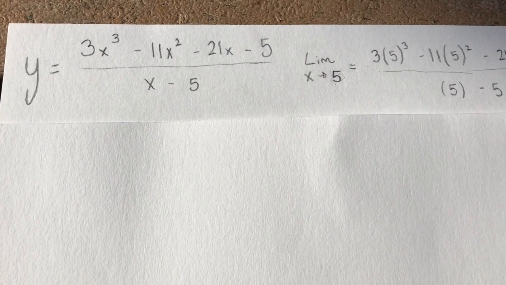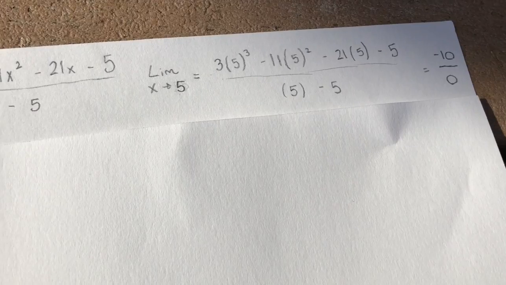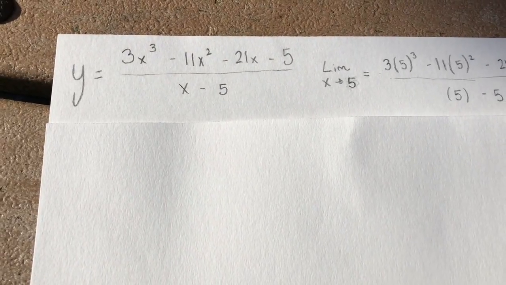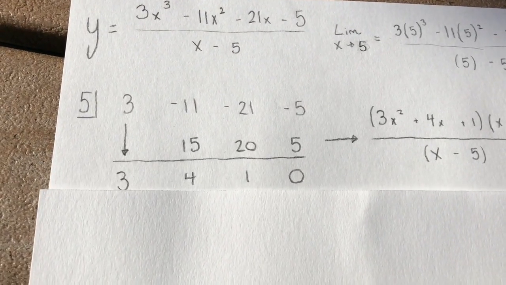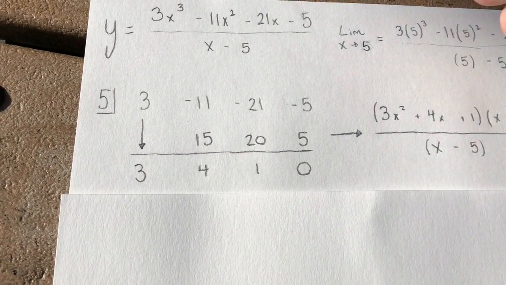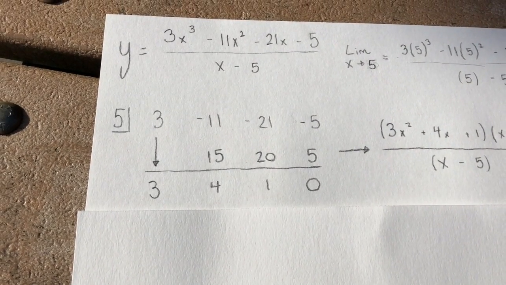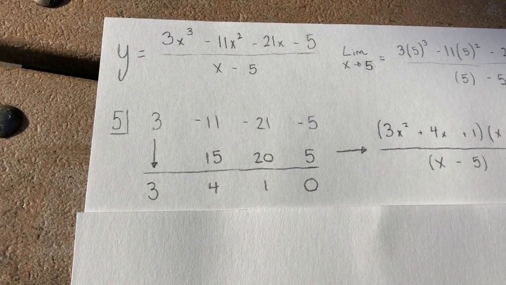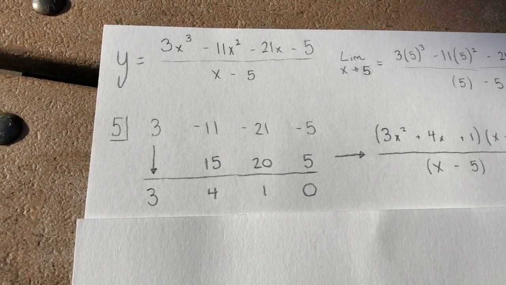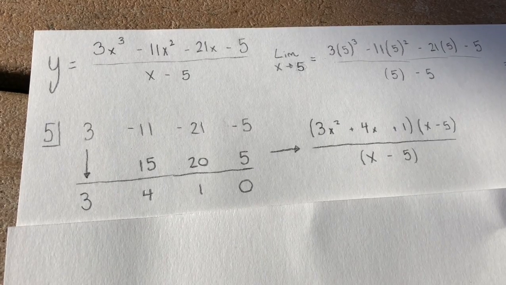Alright, so clearly we can't just plug in 5 in order to find the limit of this equation as x approaches 5. So what we're going to have to do is use synthetic division. Now, synthetic division works by removing this linear factor on the bottom so that we can actually plug in a number that may cause a 0 on the bottom in order to find what that value would be.